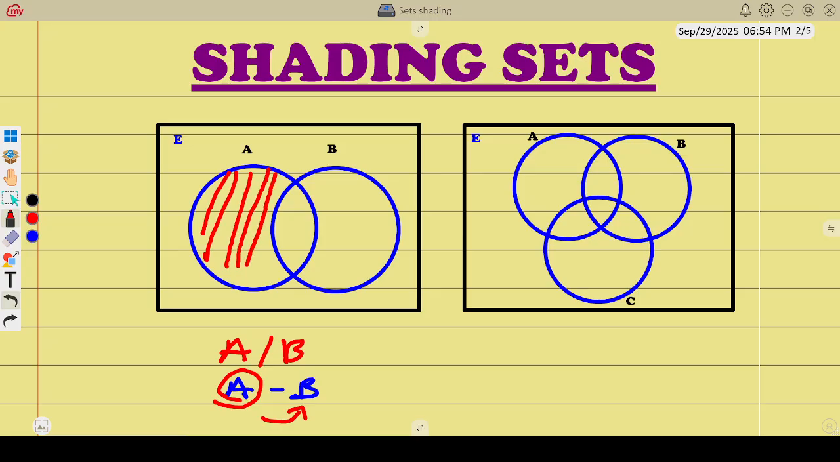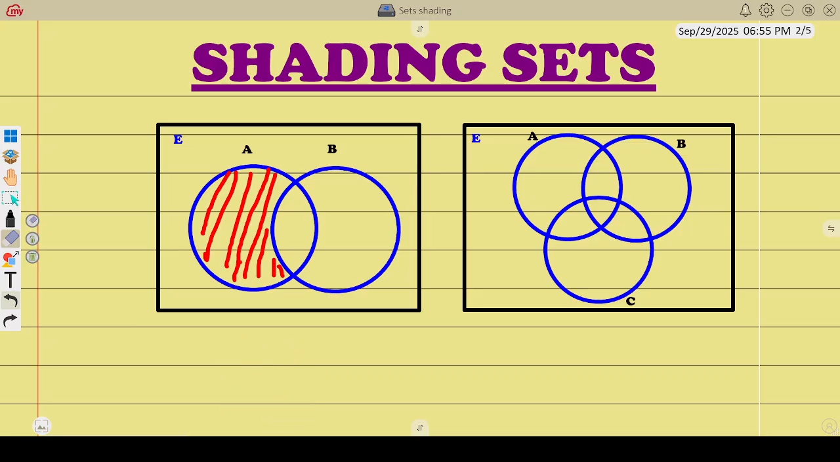You shade neatly in your book. Ensure the lines do not go outside of set A. You can see I've ended here. I'm not going to shade this area because this is also part of B. So we don't shade that. For such a shading, it means we've shaded A minus B or A slash B. You simply shade only what's in A, excluding what is in B. I hope we're clear on that.